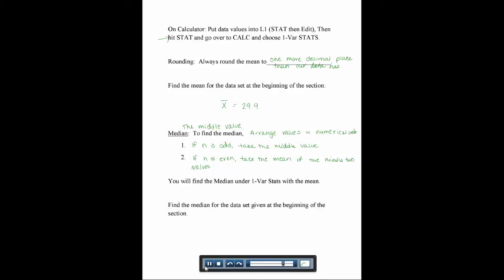Just like we found the mean, you can find the median on the calculator. If you put all the data values in, you only have to do this once. If you're finding the mean and the median at the same time, it's one step. You put them in L1, go stat, over to calc, and one-variable stats. The median for the data set at the beginning is 30. Just notice there's no symbol or rounding rule for the median.